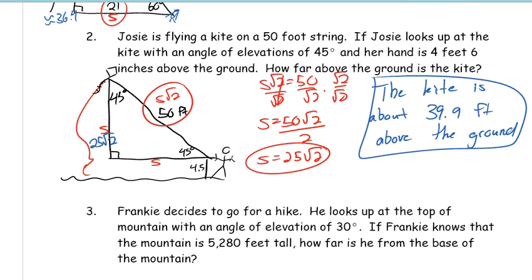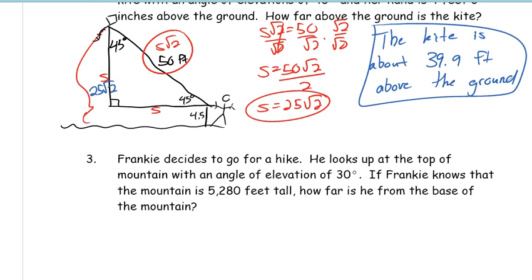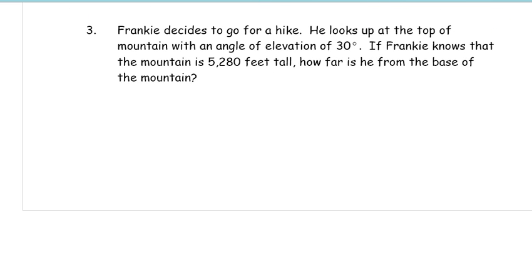Okay, so we took that 25 radical 2, kept it on the calculator, and added that 4.5, because that mattered, because our hand's up above the ground. You don't hold the kite laying on the ground or something like that. That'd be weird.